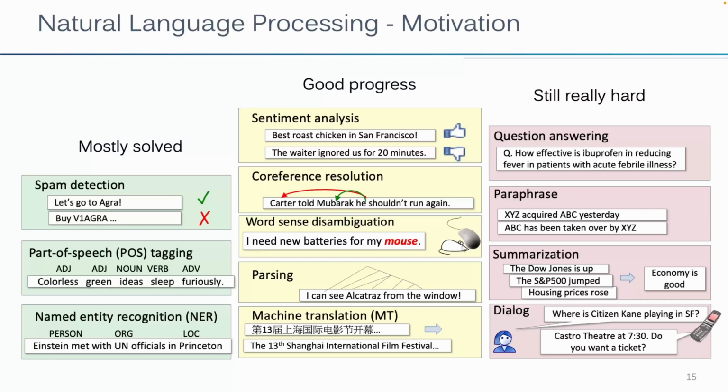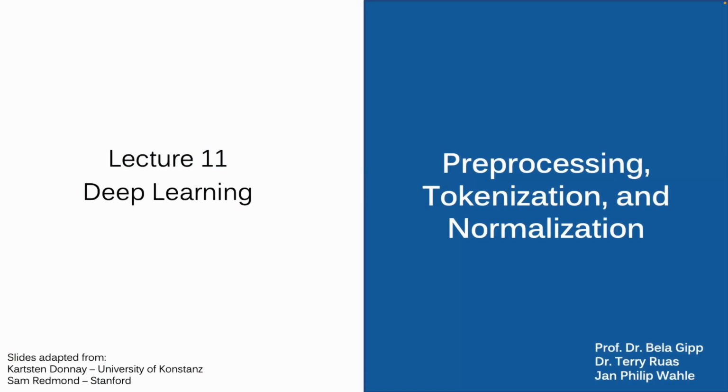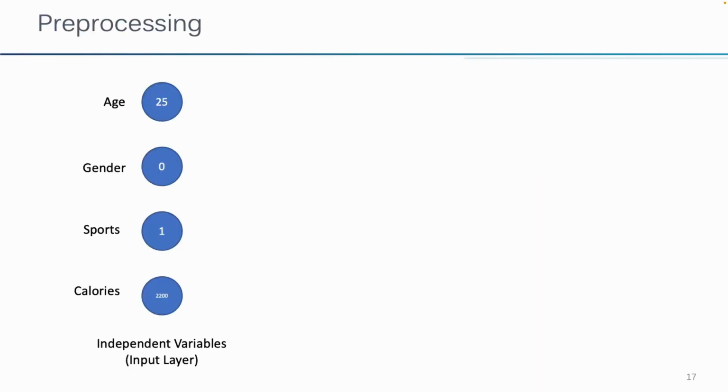Okay, so let's move to the actual question: how can we use text in our deep learning models? In the last lecture, we saw a neural network that takes as input different features, as we call them, in the input layer. This is just a recap from the last lecture.